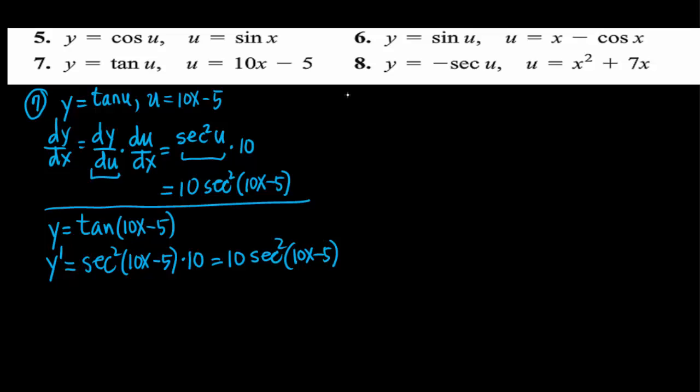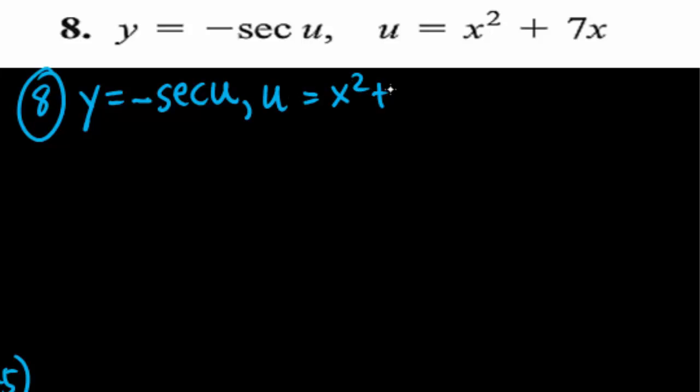Right, let's see. Number 8. You see how what we're doing here is really practicing, because the more you do chain rule, the easier it is to find the pattern. So y is the negative secant of u. And then what is u? U is a polynomial, x squared plus 7x. So now dy by dx is the derivative of y with respect to u multiplied by the derivative of u with respect to x. So let's go ahead and write that down.